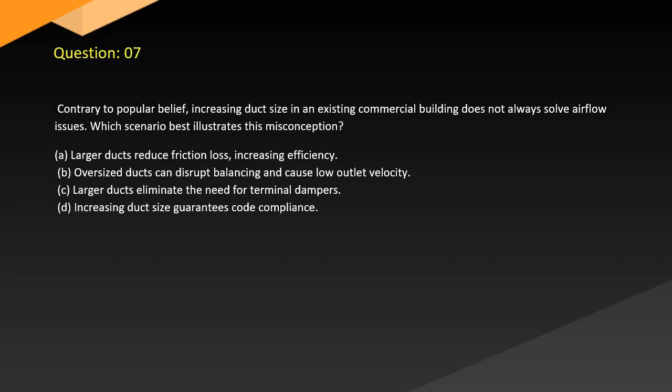Question 7. Contrary to popular belief, increasing duct size in an existing commercial building does not always solve airflow issues. Which scenario best illustrates this misconception? A. Larger ducts reduce friction loss, increasing efficiency. B. Oversized ducts can disrupt balancing and cause low outlet velocity. C. Larger ducts eliminate the need for terminal dampers. D. Increasing duct size guarantees code compliance.